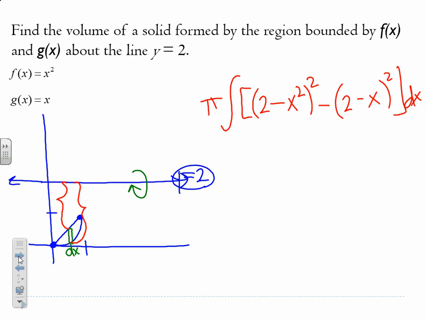That is one I probably wouldn't make you do by hand. That would be very nice. Let's do the same region. I should have written that. I'm going to rewrite it over here.